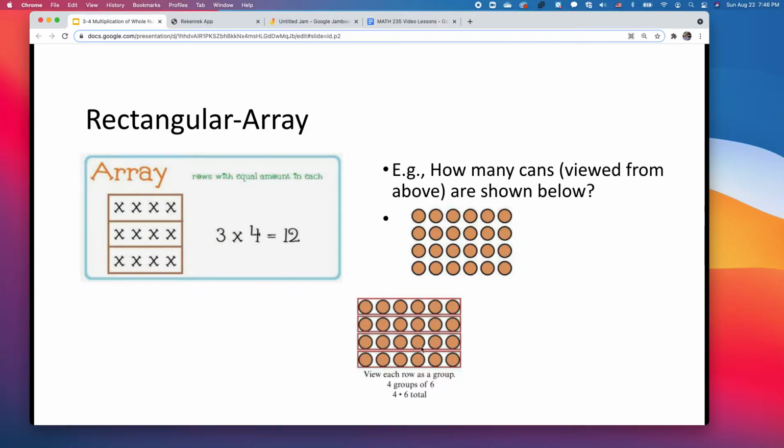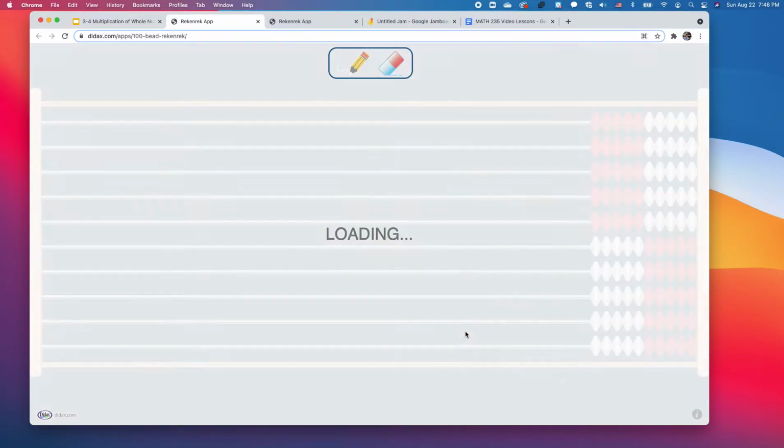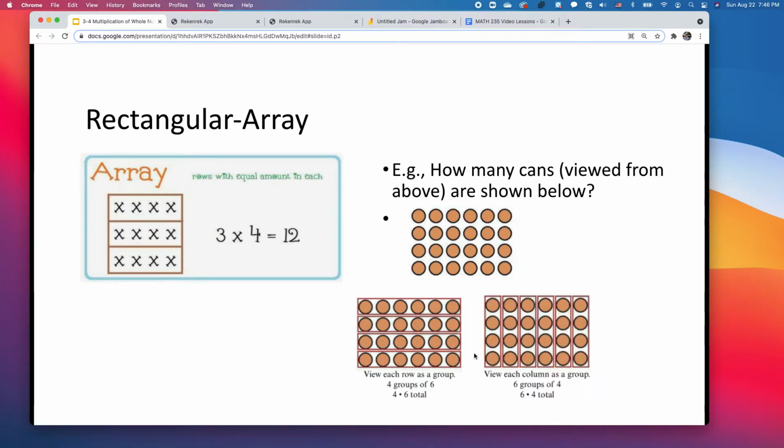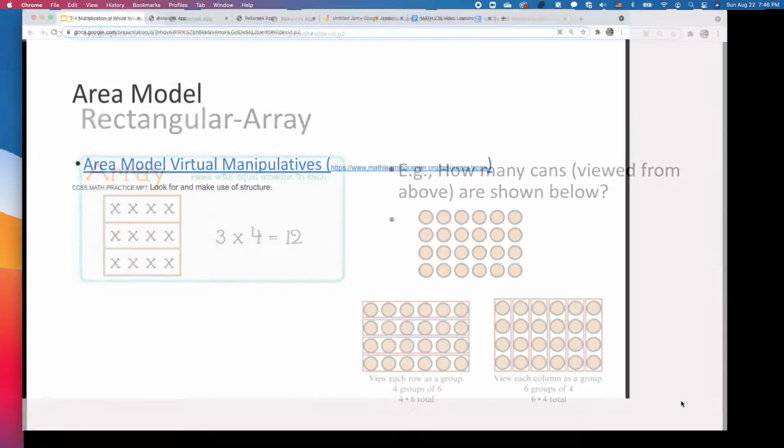Okay, so this is the array model. You can count them either as rows, the number of rows, or as the number of columns.